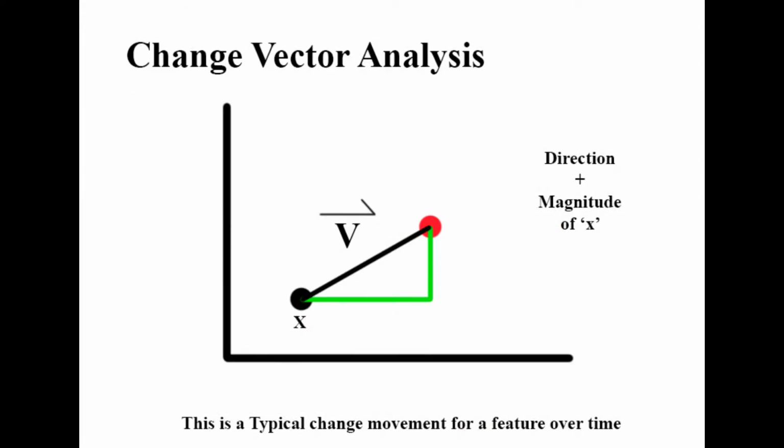Change vector analysis, or multi-date trend analysis. This is where we're detecting change and identifying the trajectory of pixel and magnitude of spectral change for each pixel. So all this is saying is that we're looking at the direction and magnitude. So you want to identify common change vectors to produce a classification of change, like a typical change movement.